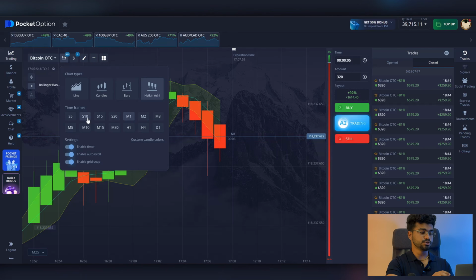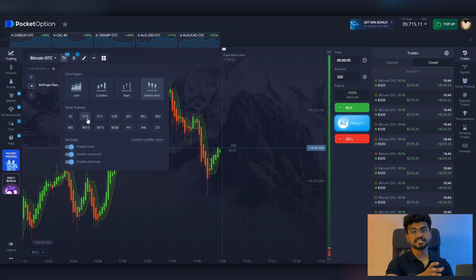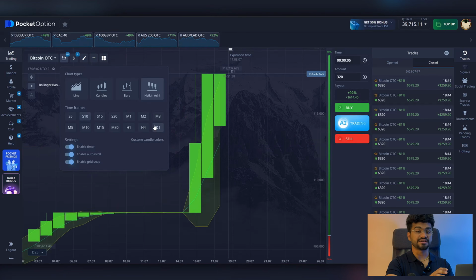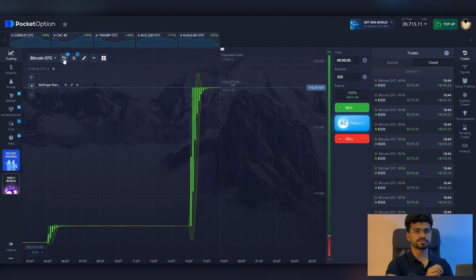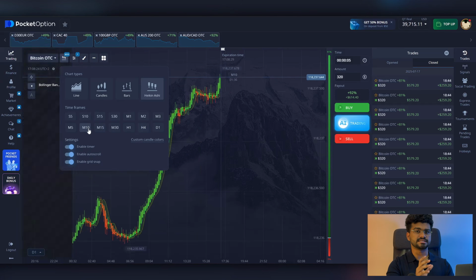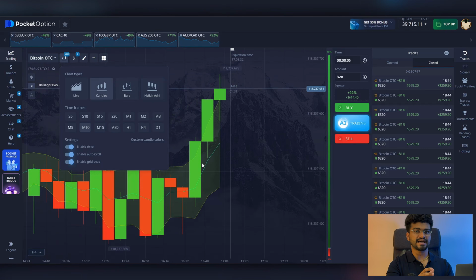Shorter time frames are usually helpful in analyzing the short movements and trends in the price range, whereas higher time frames are great for spotting strong trends. And below that, we have the settings where you can enable or disable the timer, the auto scroll function, and the grid snap for more precise analysis. So before placing your next trade, make sure your chart is looking and behaving the exact same way that you prefer, so that you can place trades much more confidently.